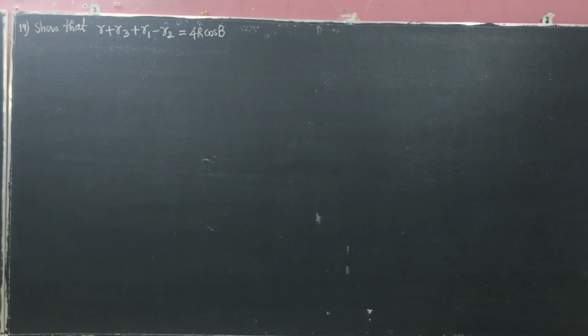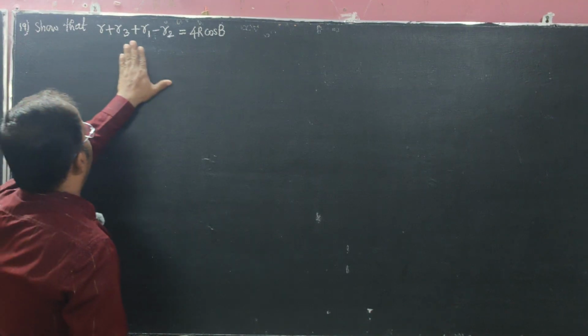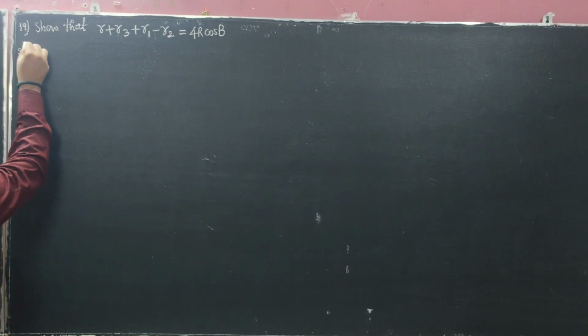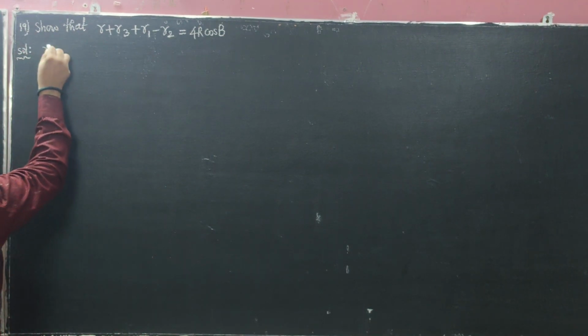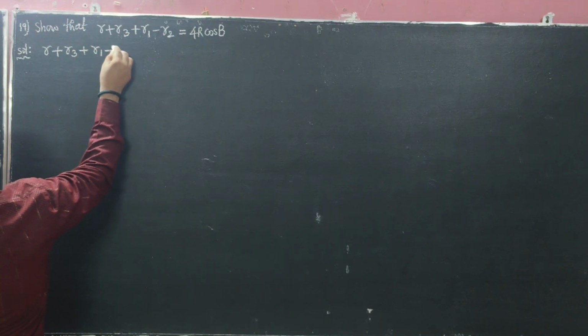Right, next problem is the 19th question. Show that r plus r3 plus r1 minus r2 equals 4R cos B. Okay, right, the solution is, the LHS term is r plus r3 plus r1 minus r2.